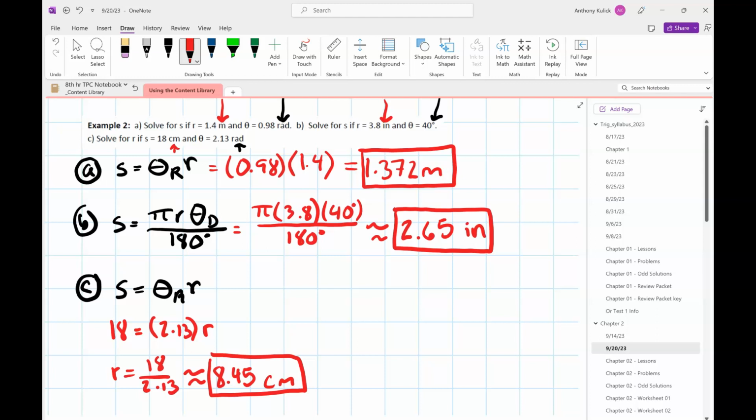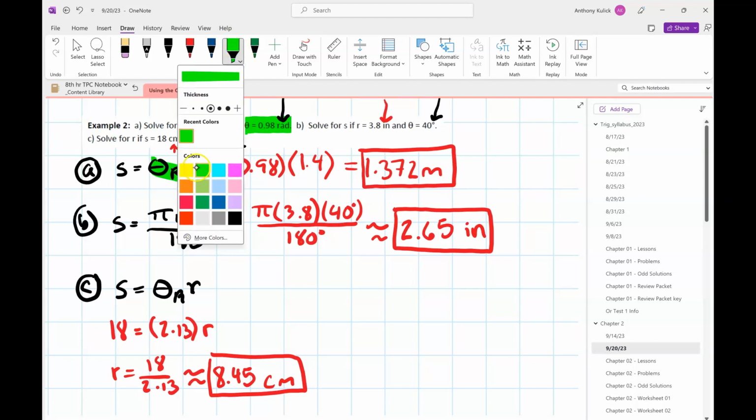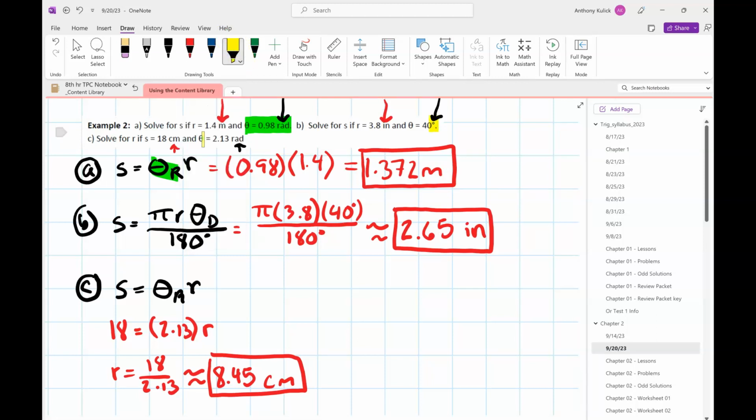How do we know what formula to use? It's all dependent on how the angle is measured. If it's in radians, I need the radian formula. If it's in degrees, I need the degree formula.